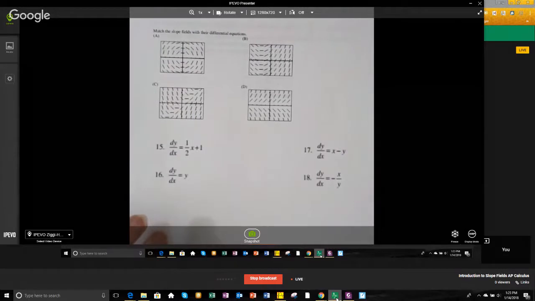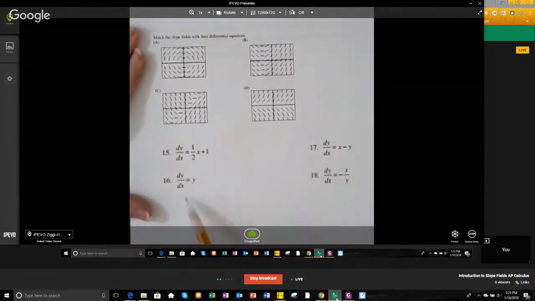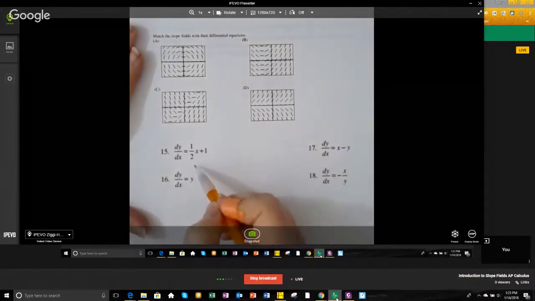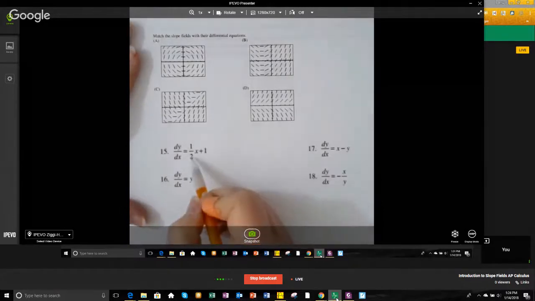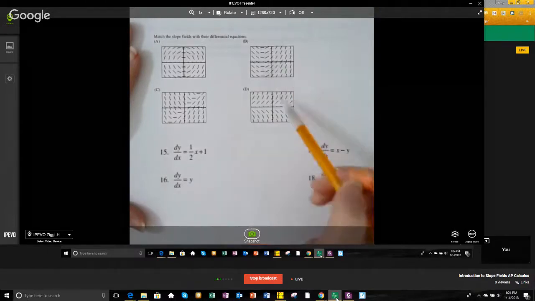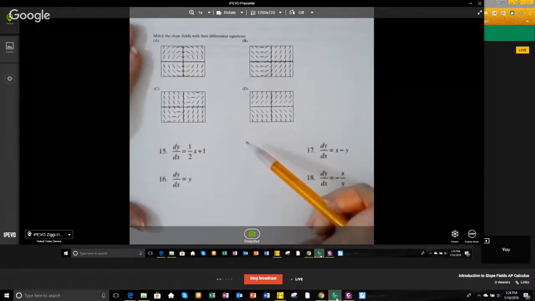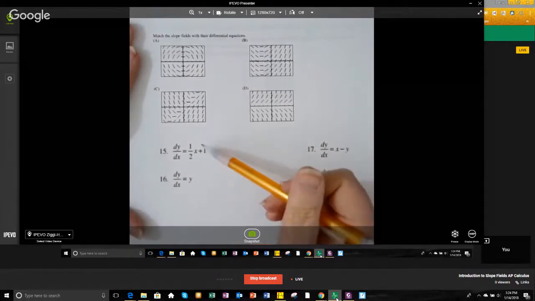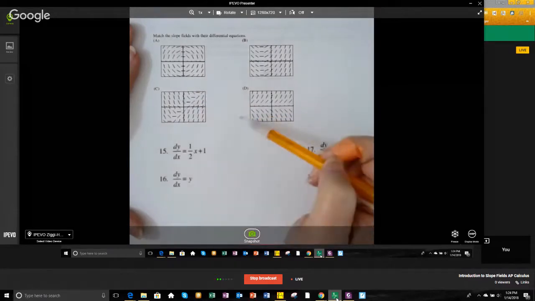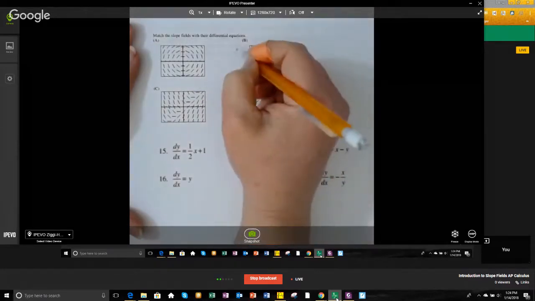All right, the next one. Now I'm giving you the derivatives, and we're going to look at this, see if we can find the slope fields. So what I like to do when I'm doing these problems is look to see where the slope would be 0. And in this case, for 15, the slope is going to be 0 when x equals -2. So when x is -2, I'm going to have 0 slopes. So do we see anywhere on here where I have x equals -2 and 0 slopes? Well, I don't see 0 slopes here. I don't see 0 slopes here when x is -2. Oh, there it is. So 15 is going to be B.